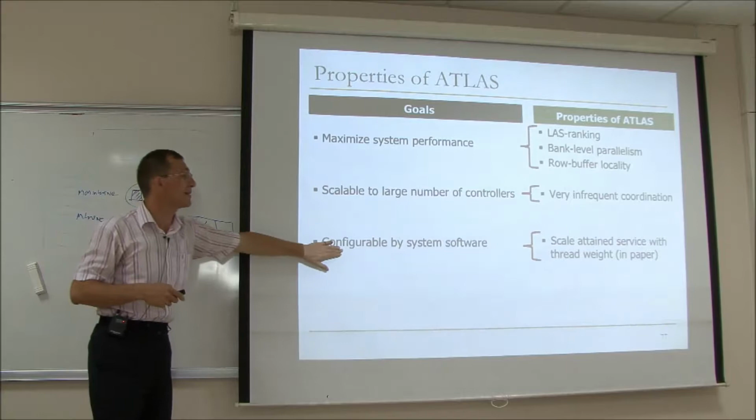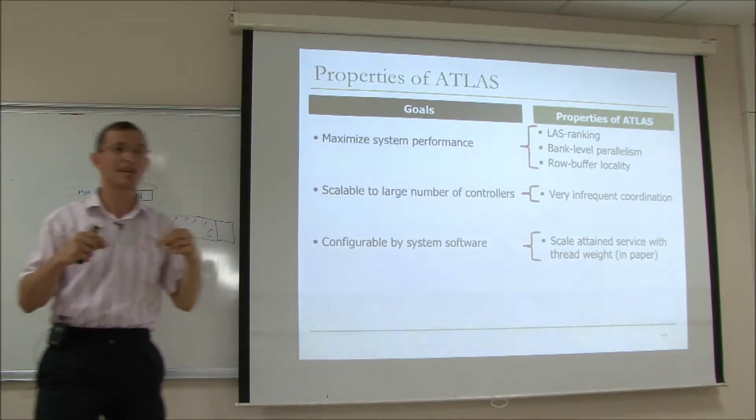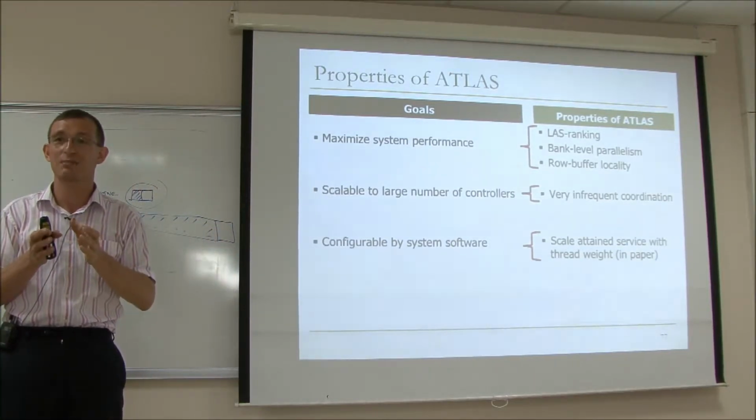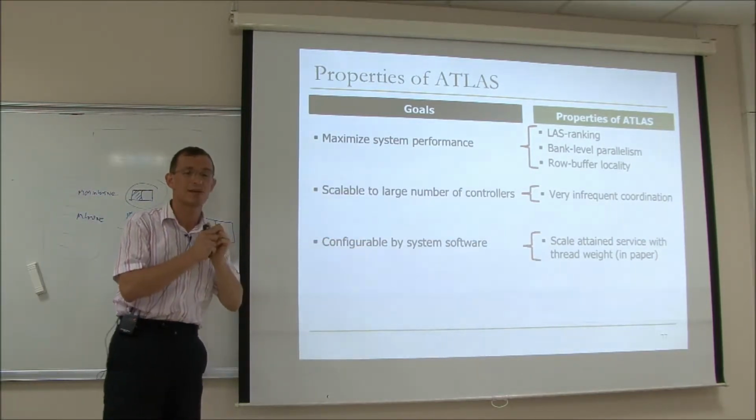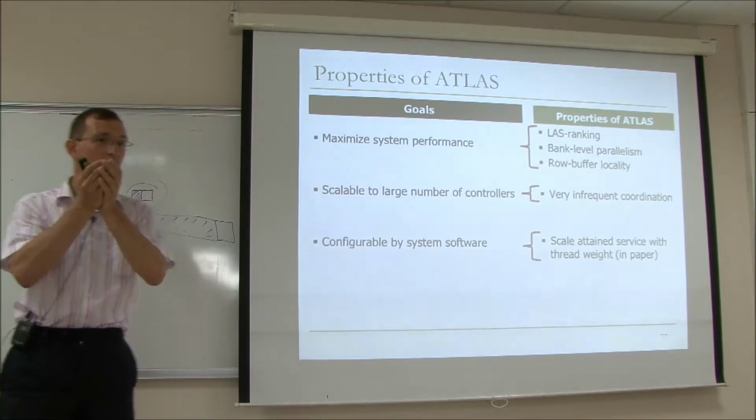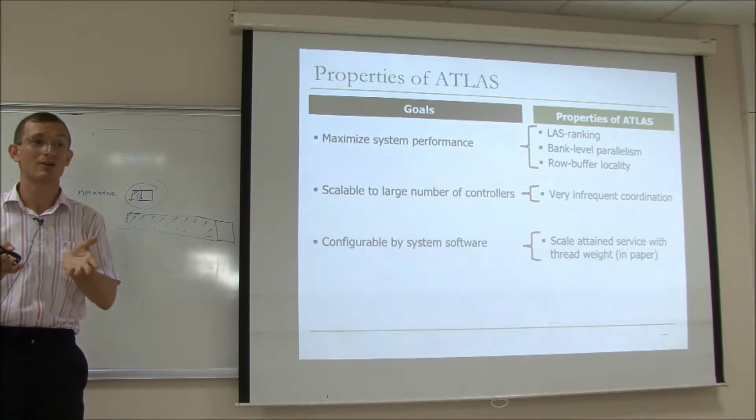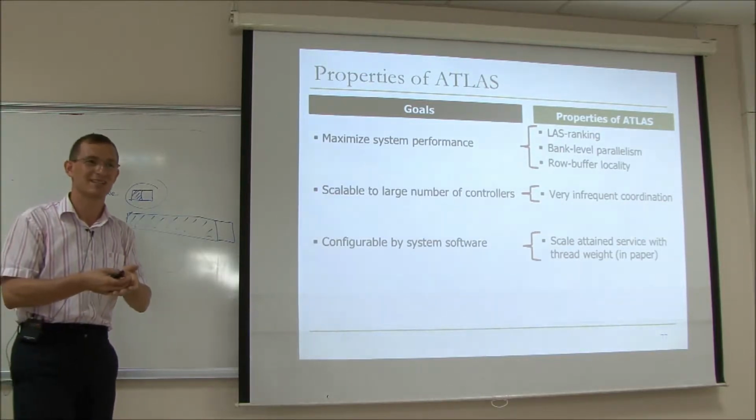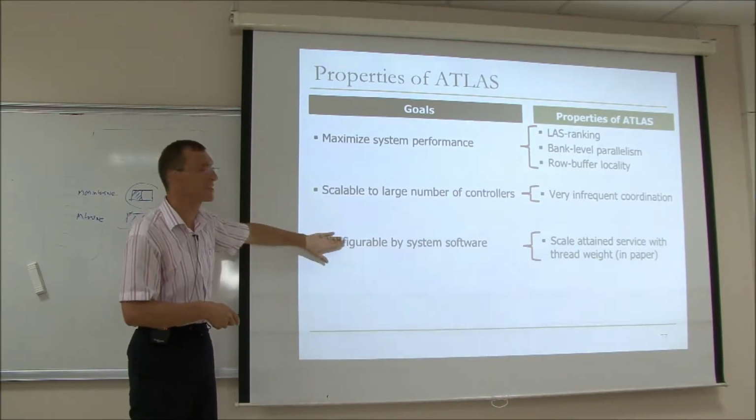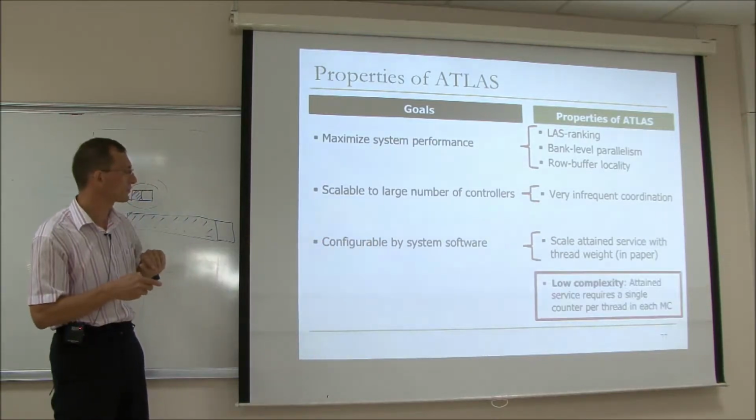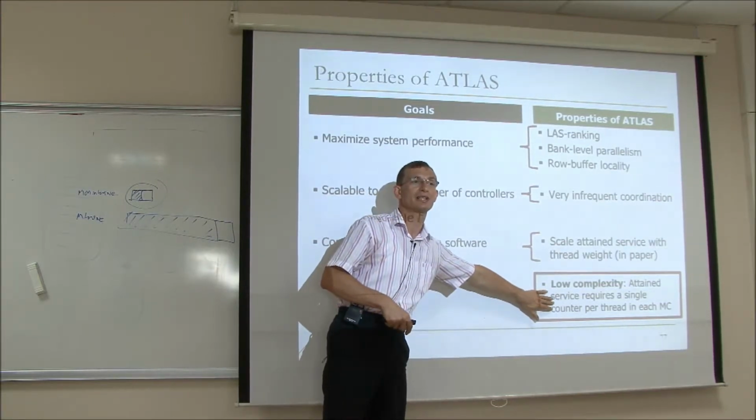What you can do is scale the attained service with the weight of a thread. The operating system can communicate the weight of a thread as its priority, and we can scale the attained service with that weight. For example, if a thread is very important, you can divide the attained service by the weight such that attained service looks like 0 for that thread, and that thread is always prioritized. If a thread is not that important, then its weight will determine what its attained service looks like to the memory scheduler. It's also low complexity. Attained service requires a single counter per thread in each memory controller. And that's the main hardware cost of this.